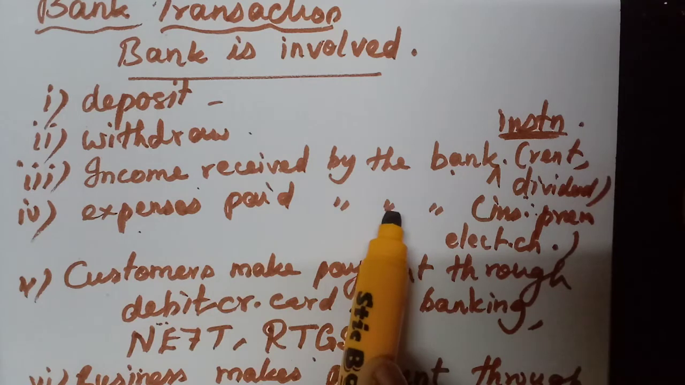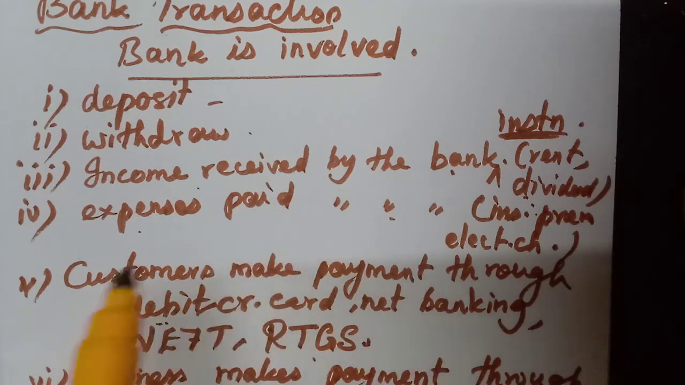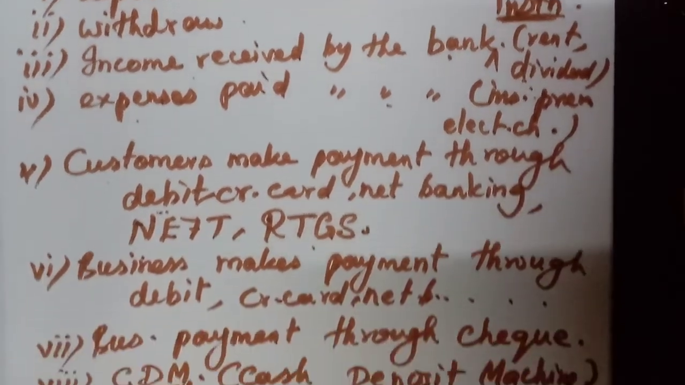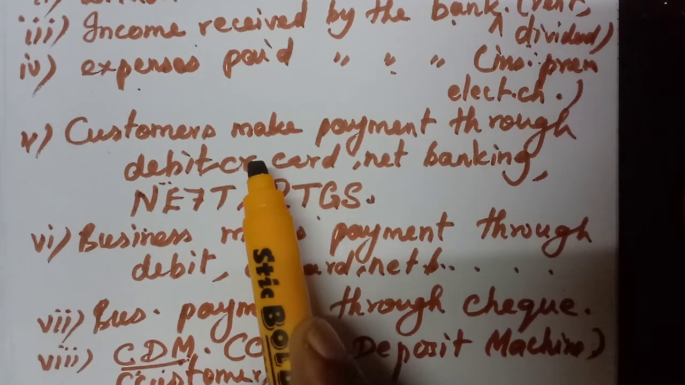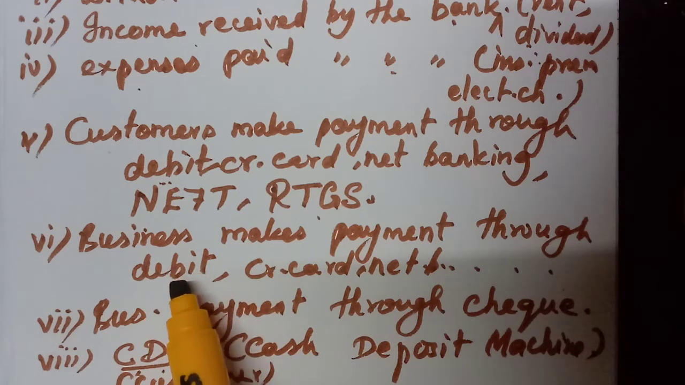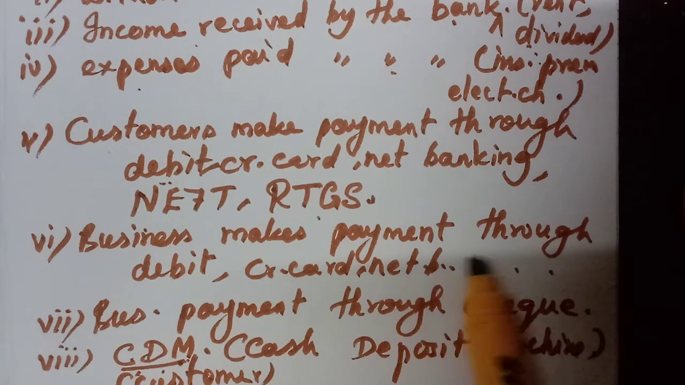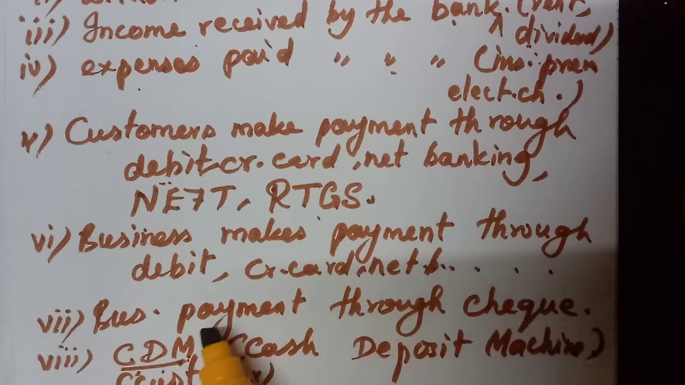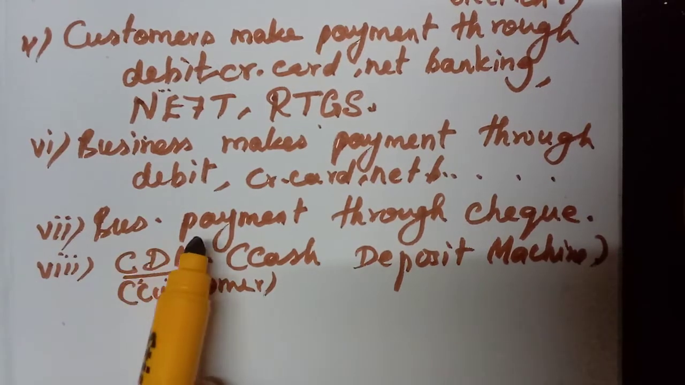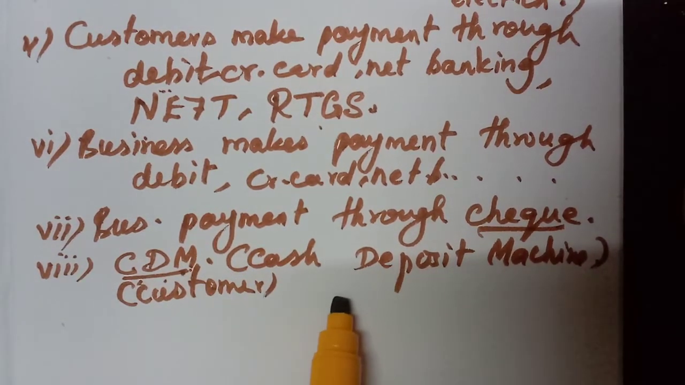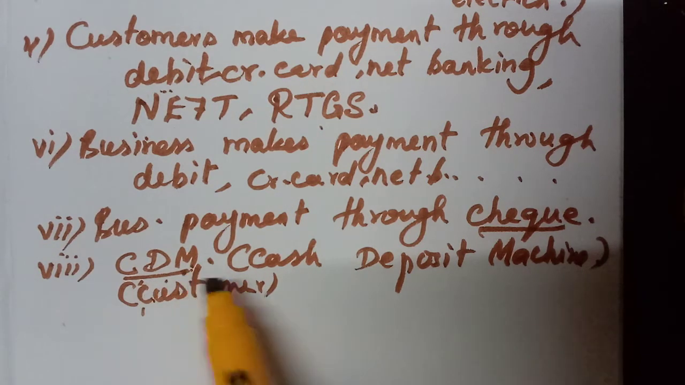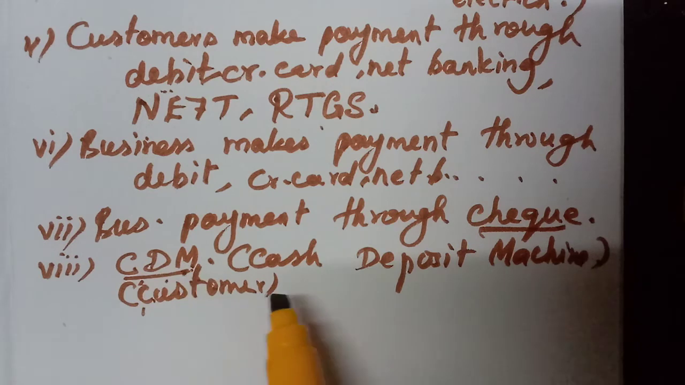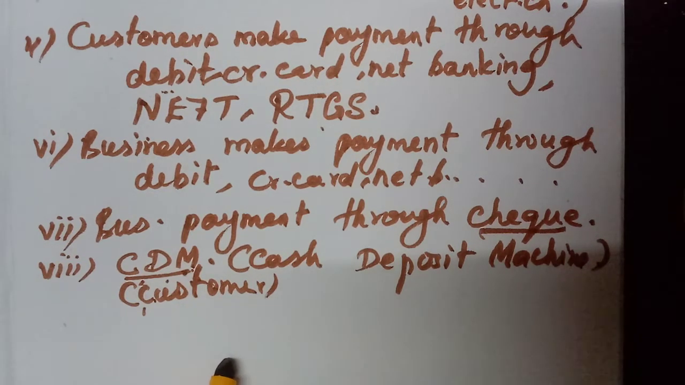Any expenses paid through the bank are also bank transactions. Sometimes customers make payment through debit card or credit card. Here also the amount goes through the bank. Then the business unit makes payment through debit card, all these systems. The business also makes payment through check. That is also a bank transaction.